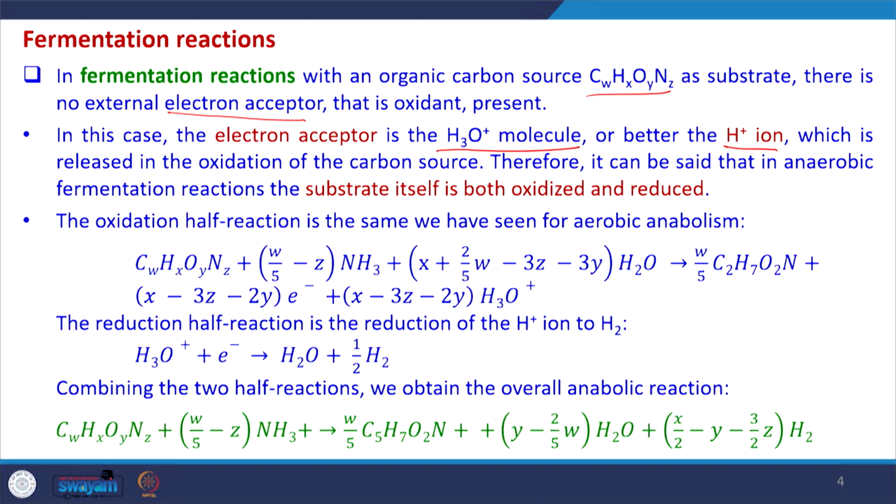This is the reaction, the half reaction for aerobic anabolism. However, the reduction half reaction is the reduction of H+ ions to H2. This is the difference in the fermentation reaction. Combining together, we have the carbon source combining with ammonia to form the microorganism and H2O, and H2 gets released. Remember, here H2 is released in the fermentation reactions.